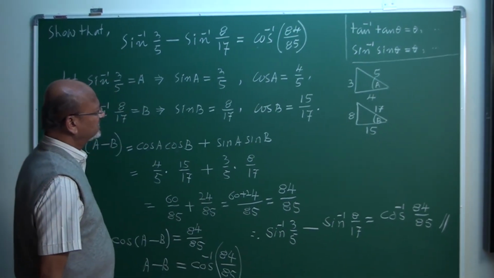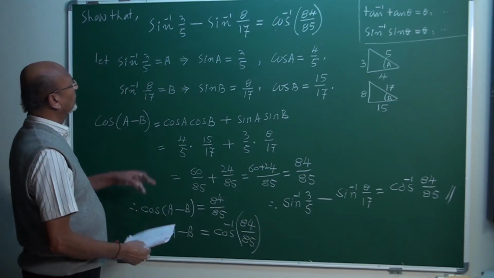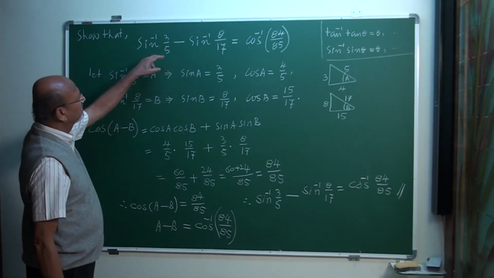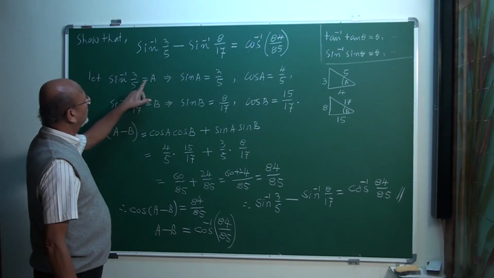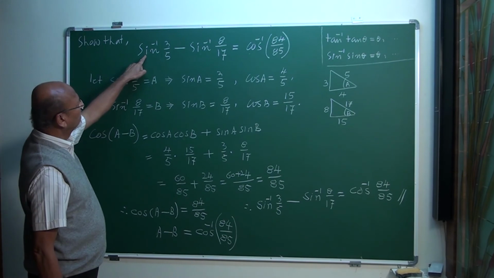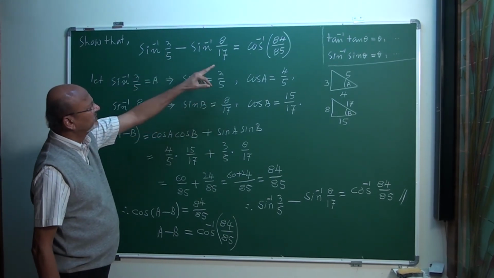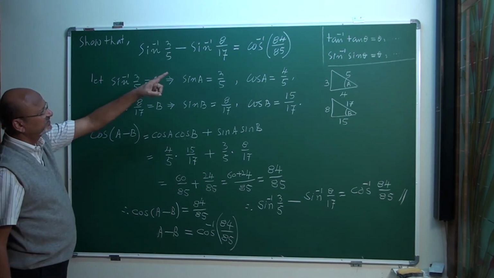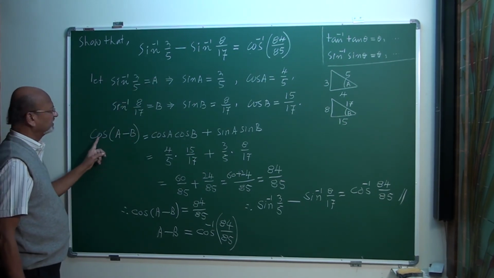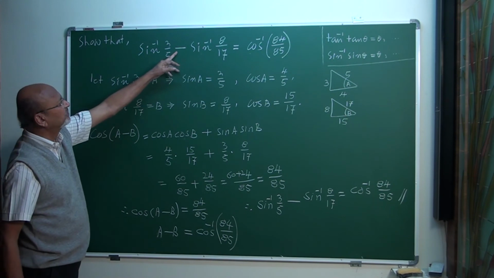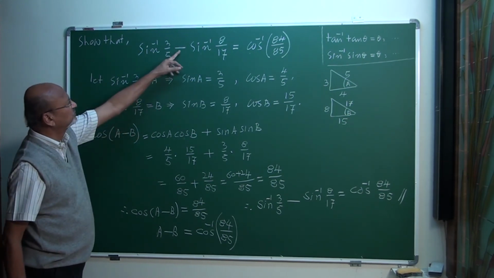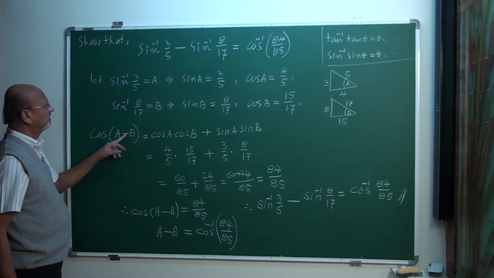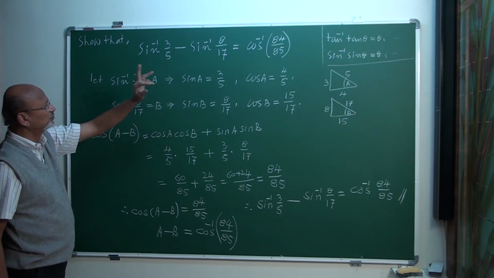So, in such examples, method is same, simple. This is A, this is B. Sin A, cos A you have to find. If RHS is cos inverse, start with cos here. If the RHS is sin inverse, you start with sin here. If it is minus, you write minus. If it is plus here, you write plus here. Yes, it is minus. RHS is cos.